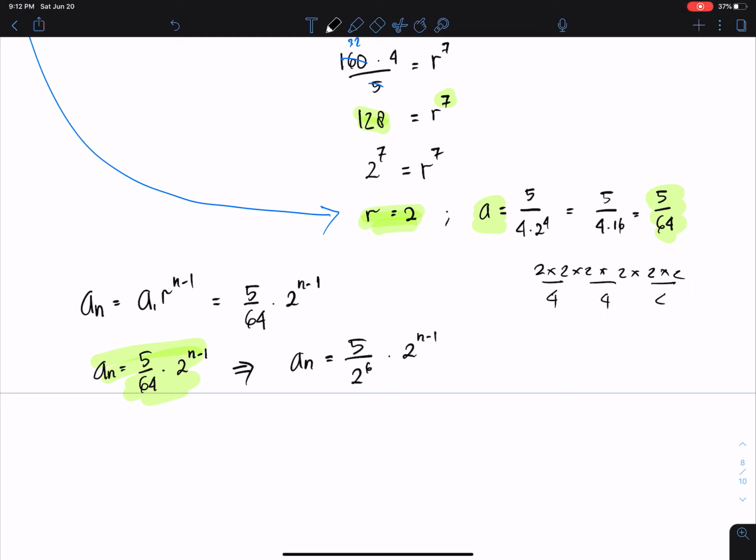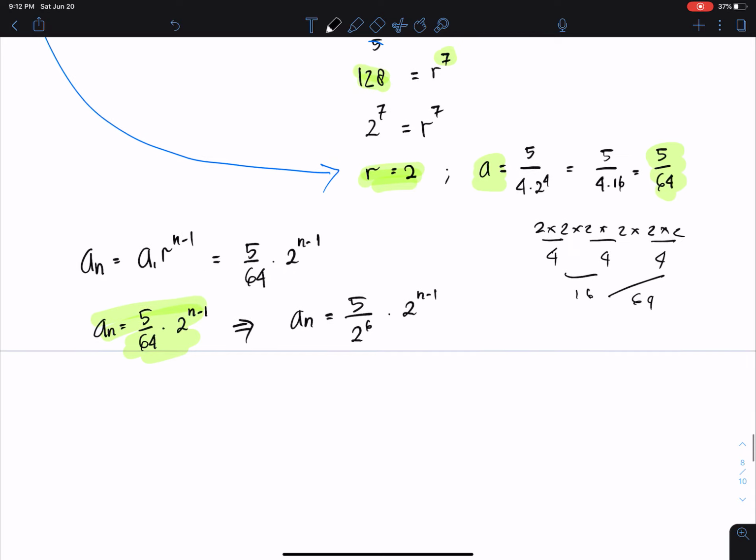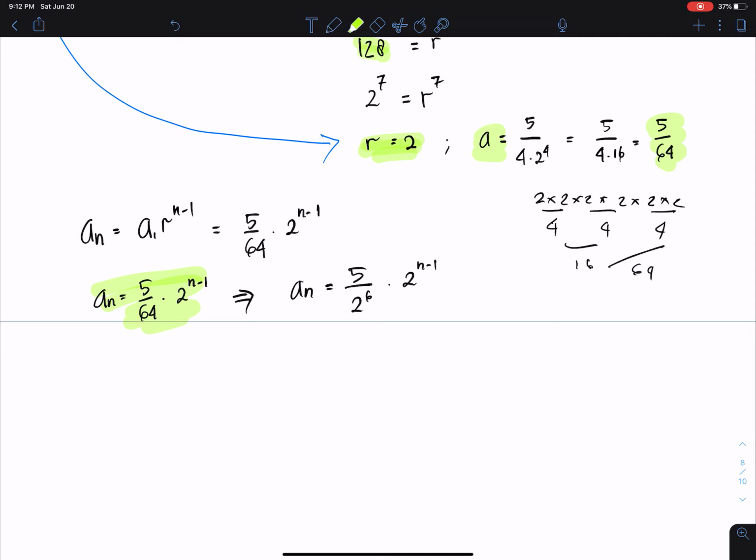4, 4, 4, 4, 4, 16, 4, 64. Yes, 2 to the power of 6. Now here we have base 2, and remember the exponential rules. So we will have a_n equal to 5 times 2 to the power of n minus 1 from the top one, minus 6 from the bottom one. So we are going to have a_n = 5 · 2^(n−7).